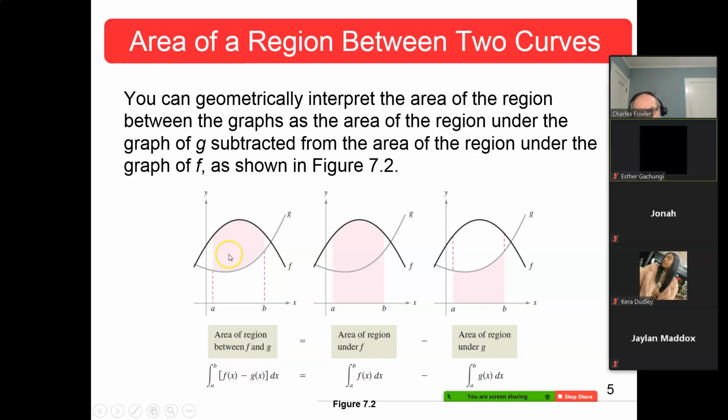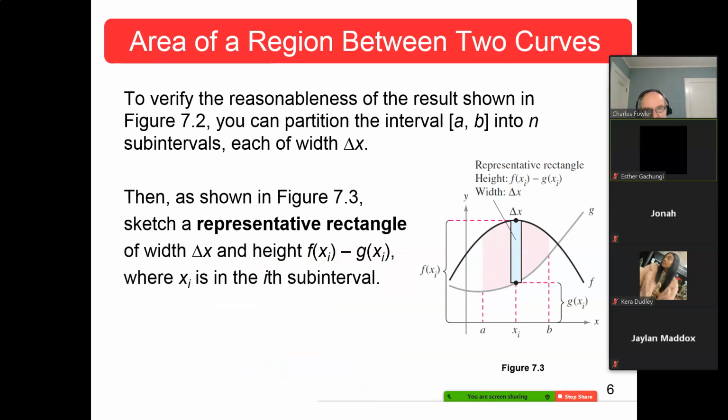The other way you could think of this, draw your little rectangles. Delta x is here, and for the little rectangle, the height here is f minus g. The width is delta x. That's what you've got: f minus g times delta x, dx. Summation of that. Okay. Should be nothing super surprising or new there. It follows from what we've already done.